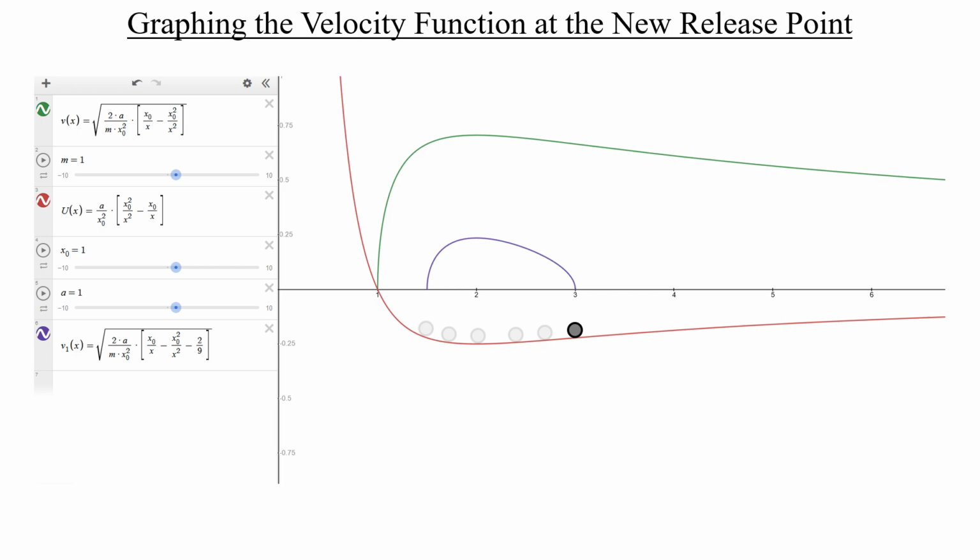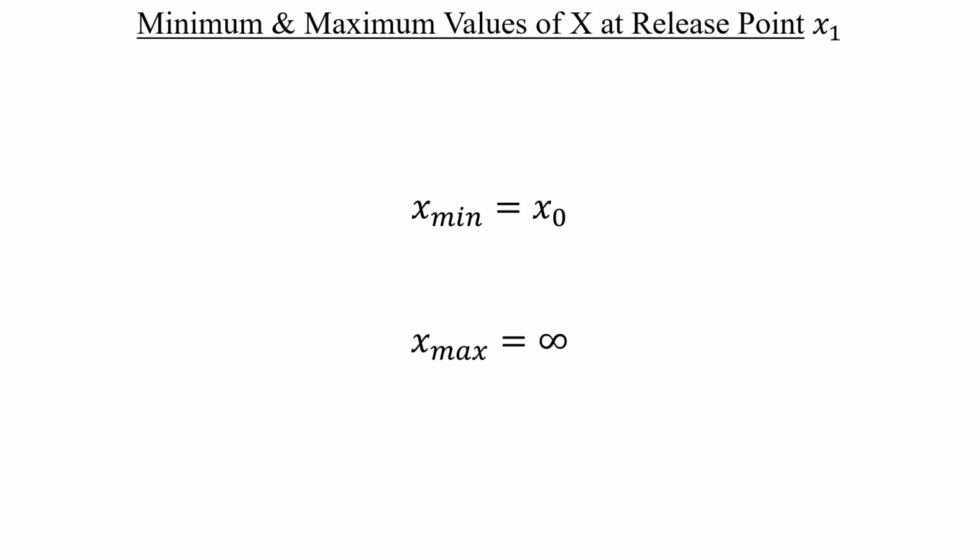The final task in part F is to find the minimum and maximum values of x for our two release points. For the first release point, we actually covered those already back in part B. The minimum x value is the release point of x naught, and the proton slows to 0 once x approaches infinity. So there's really nothing more to add on that.